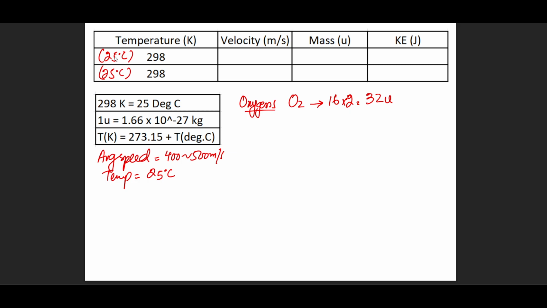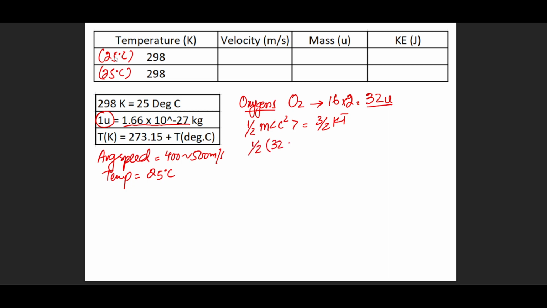Now what is U? U is an atomic mass unit which tells us what the protons and the neutrons actually weigh, what are their masses if they are inside the nucleus. So most definitely the number of protons and neutrons are 16 for one atom and 32 for all the atoms. So let's put in the values. So half mc square is equal to 3 by 2 kT. So 1 over 2, the mass of the gas is going to be 32 U.